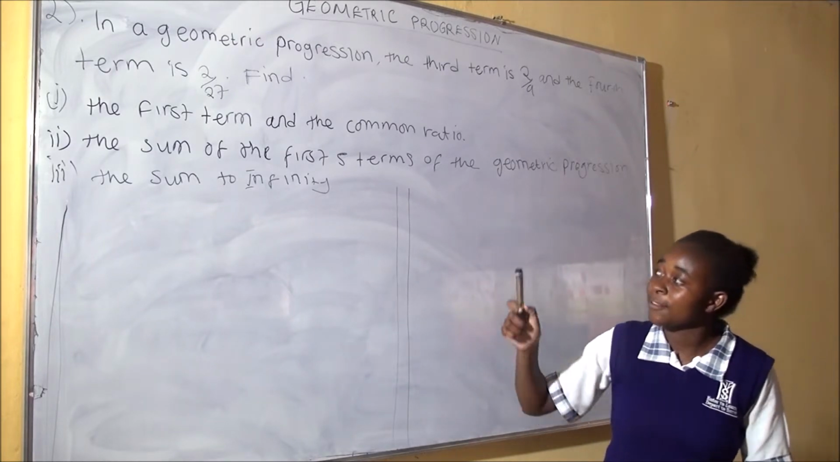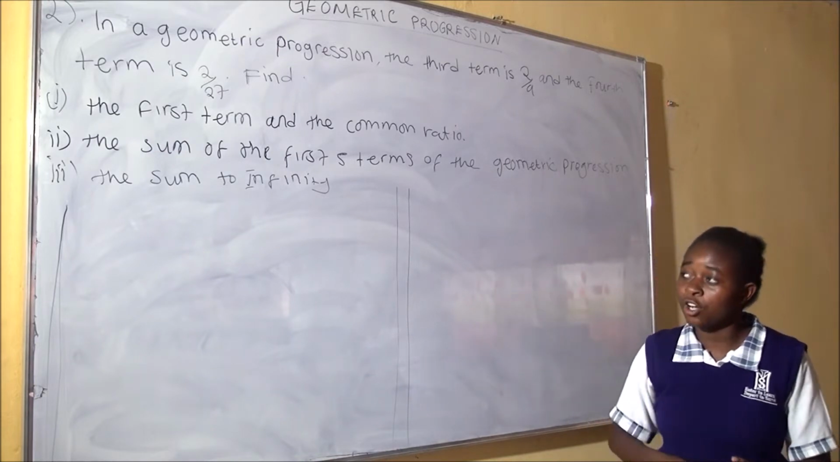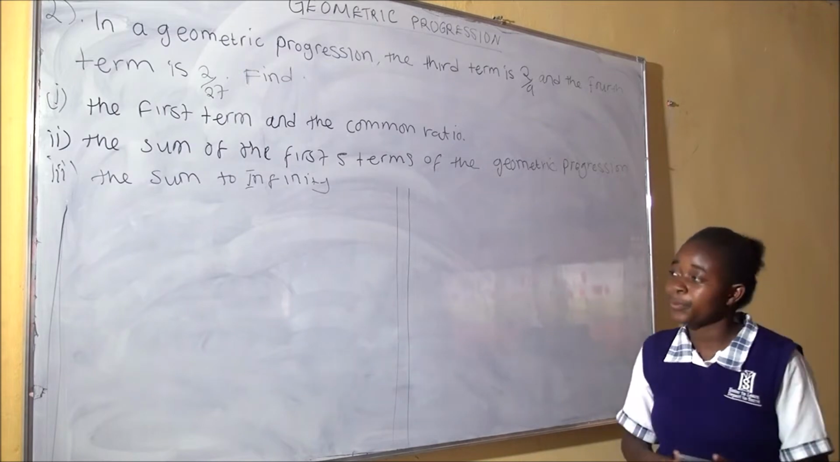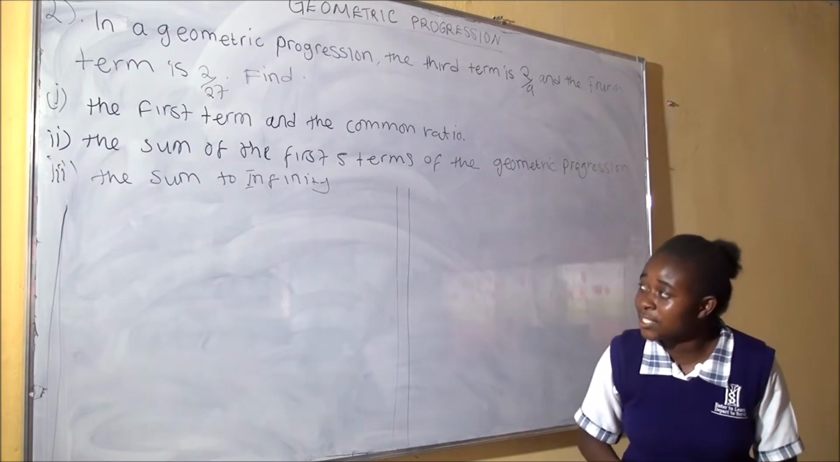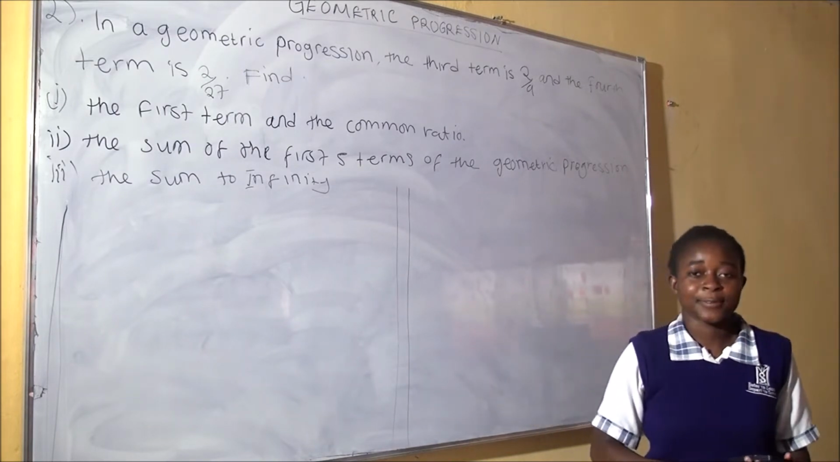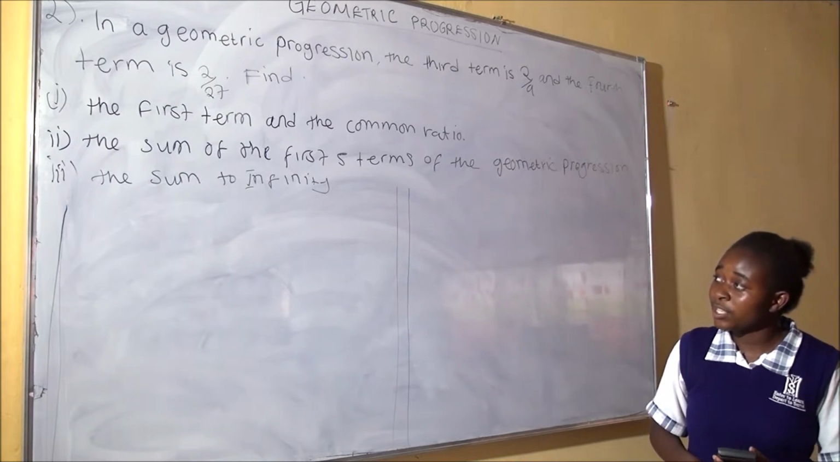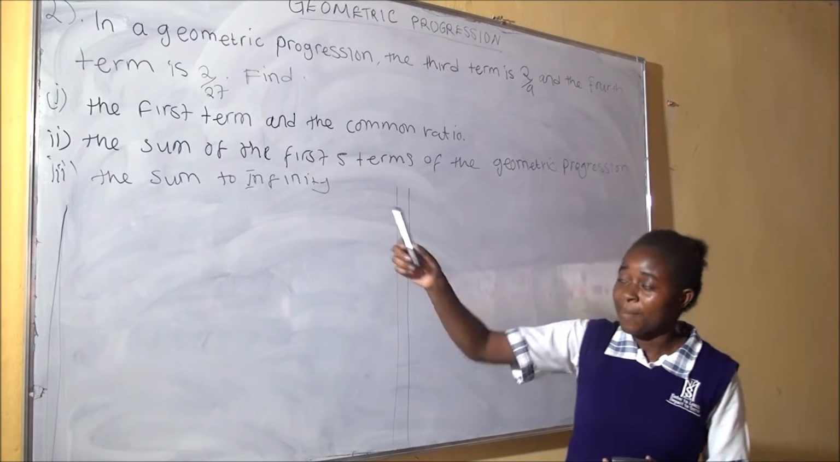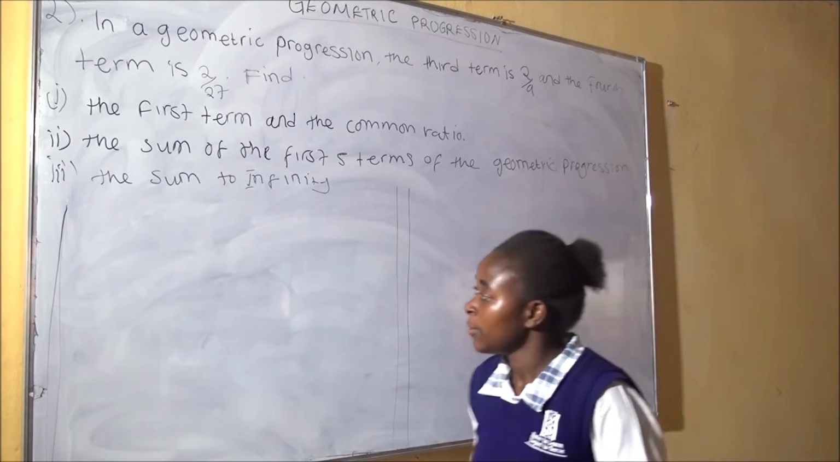Find (a) the first term and the common ratio, and (b) the sum of the first 5 terms of the geometric progression. Then the last question says sum to infinity. So I'll start with finding the first term and the common ratio, which will be my first question.